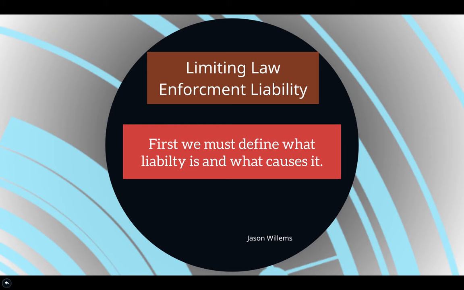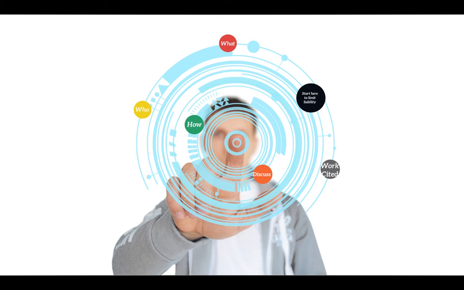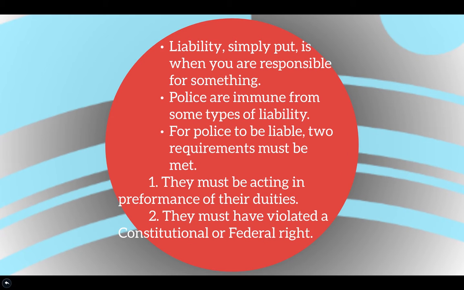Limiting law enforcement liability. First, we must define what liability is and what causes it. Liability, simply put, is when you are responsible for something. Police are immune from some types of liability. For police to be liable, two requirements must be met. They must be acting in performance of their duties, and they must have violated a constitutional or federal right.